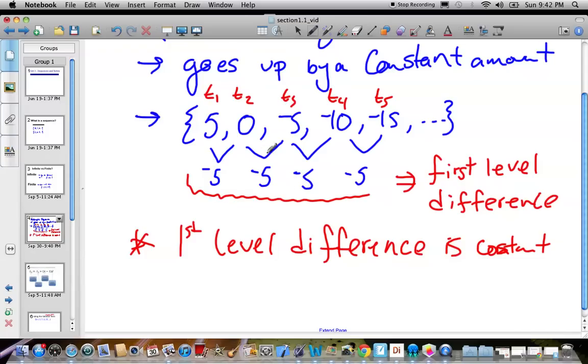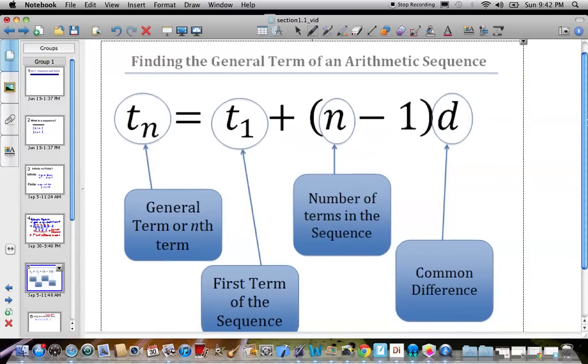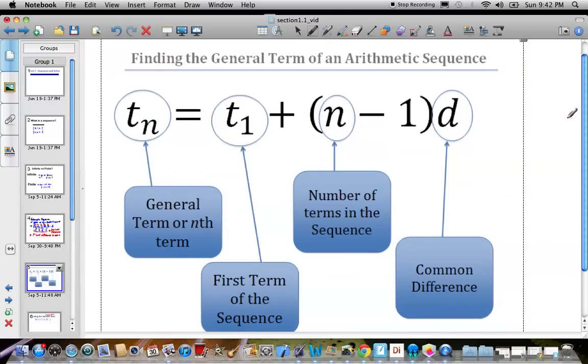Now we can find a relation or a general term for this particular sequence by using a formula. I'll show you what that looks like now. So this is the formula for finding the general term of an arithmetic sequence. I know I'm going kind of fast here, guys, but I've got a lot to get through. So if you need to go back and rewind and listen to what I'm saying, you certainly can. So this is what it looks like: T of n, which is our general term or the nth term, is equal to T1 plus (n minus 1) in brackets times d, which is the first level difference.